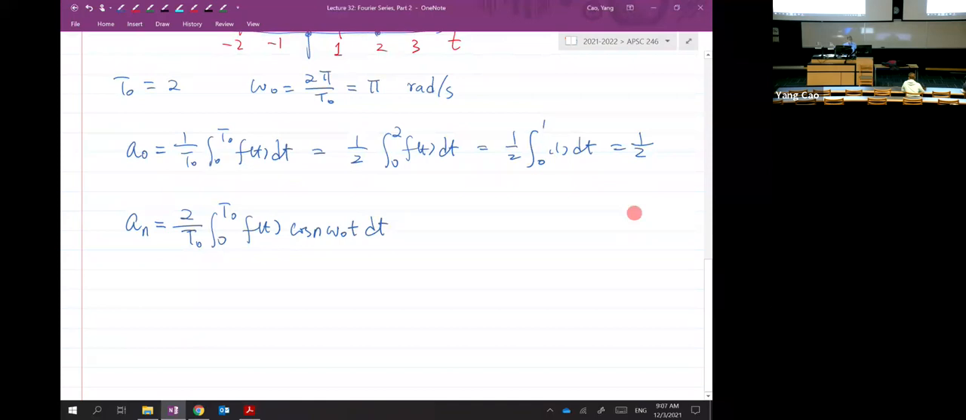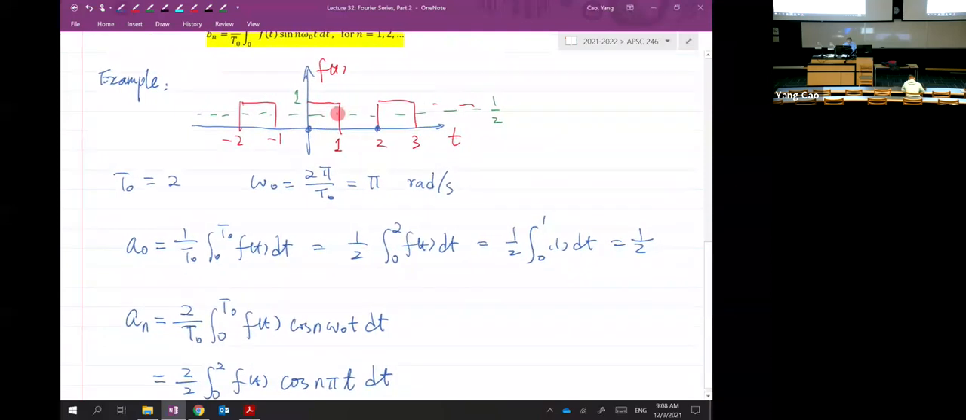Here's the formula for An. Same thing. So let's plug in T naught first, and also plug in the omega naught. So 2/2, 0 to 2, f of t cosine n pi t dt. So far, so good. And now, again, you're integrating within one period, 0 to 2.